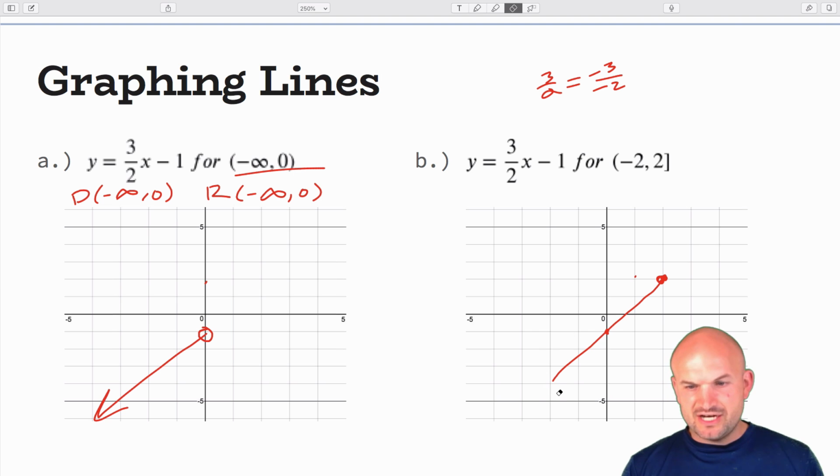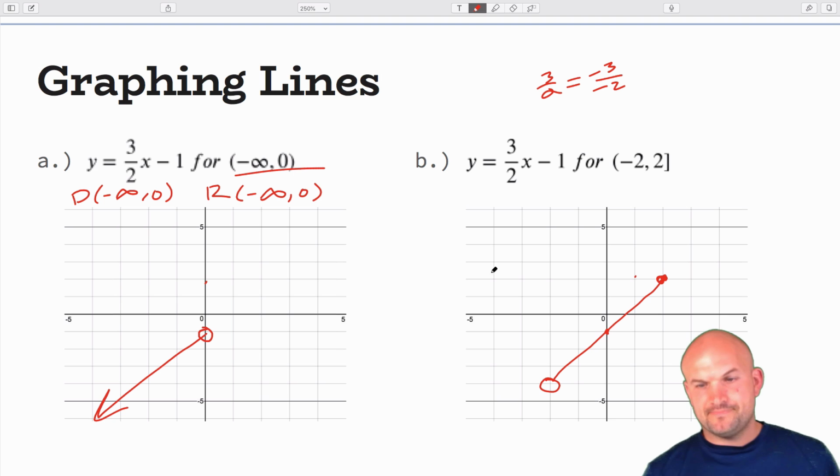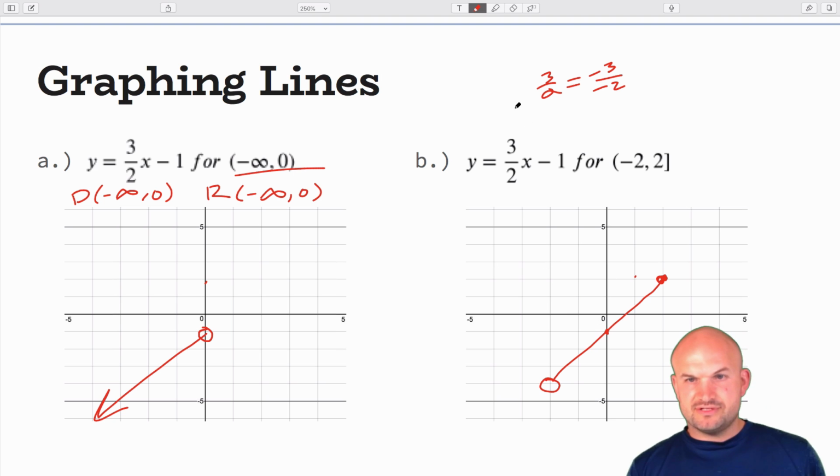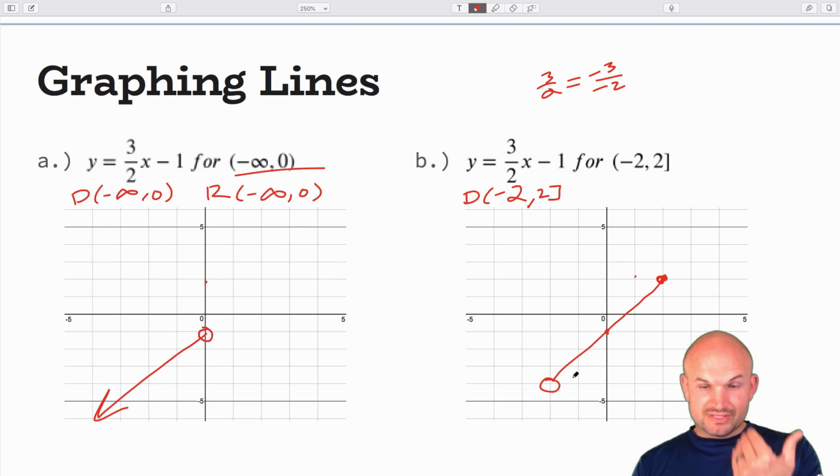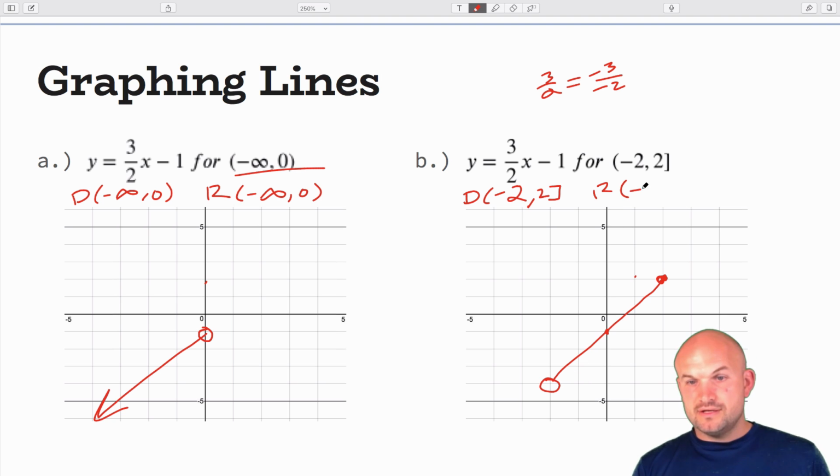Therefore, this graph is undefined there and there. So let's see. That's negative 2. So my domain here is negative 2, obviously to 2. But my range is, you can see how low this graph goes, right? It goes down to actually negative 4, undefined, all the way up to 2, defined.